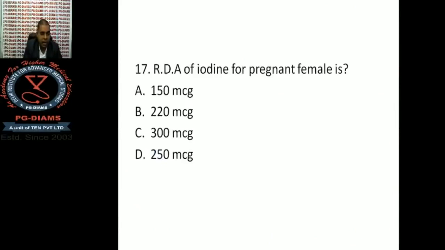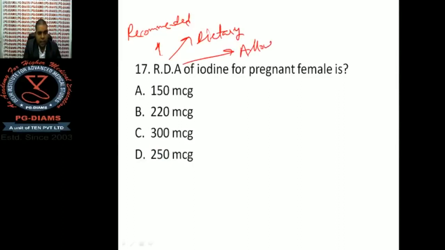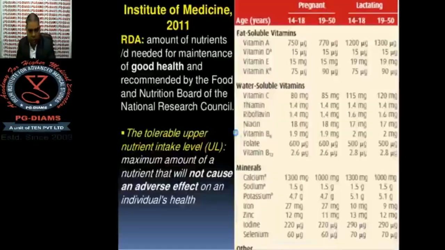Next question is RDA. RDA is recommended dietary allowance, which is required for maintaining a healthy status of the body. So recommended dietary allowance of iodine in pregnant female is, okay, let's look at the table to understand this. For pregnant female, calcium required is 1300 milligram, okay. Sodium required is never asked. Iron required is 27 milligram, and iodine required is 220 microgram.